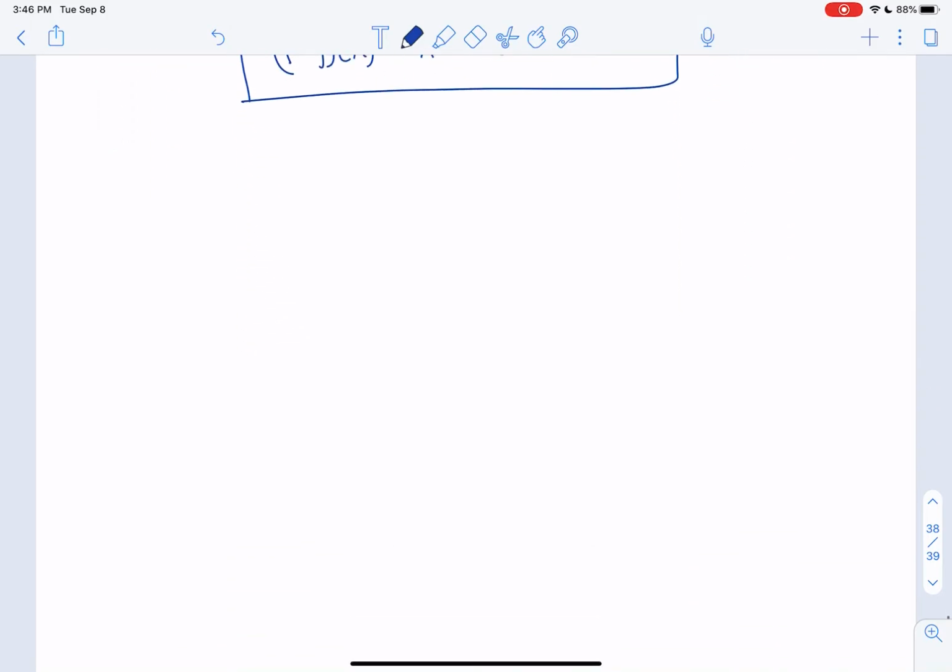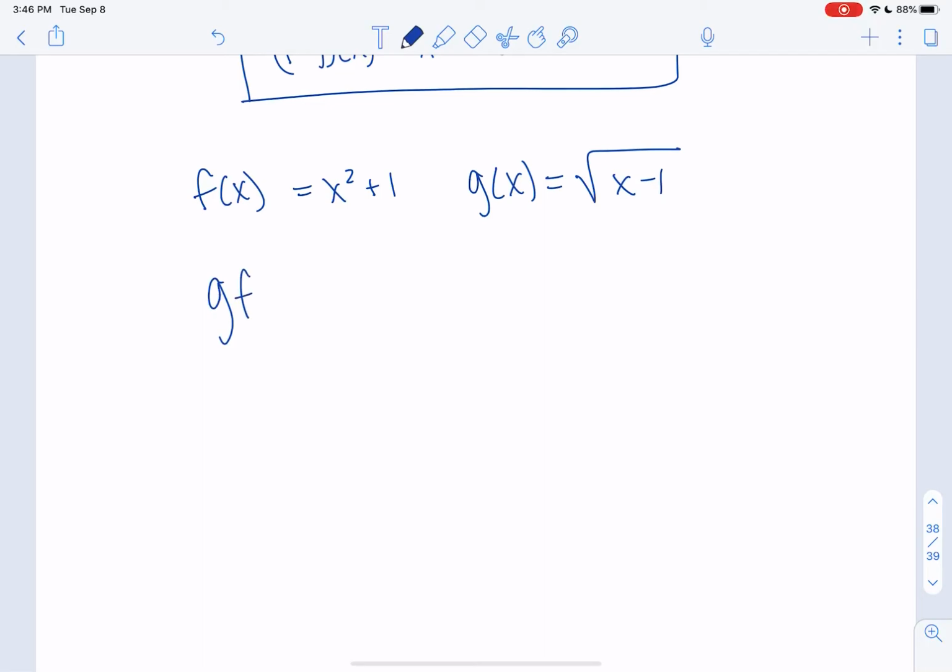All right, let's try the other version. So now we want to do g of f of x. So we're going to take g and we're going to plug in f of x. We're going to take all of f of x and plug it into g. So far there's no domain restrictions. x squared plus 1 is a polynomial, so it's all real numbers.